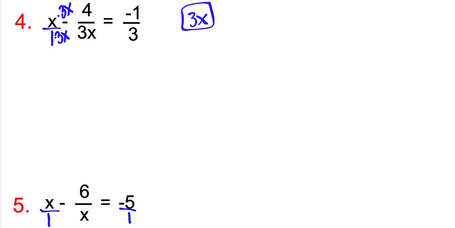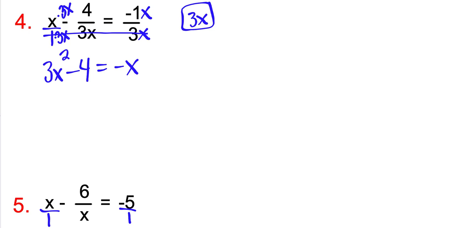And this one is missing the x. So we're going to multiply this by x. When we do that, the bottom goes away. And then we have to just simplify out the top. So this one over here is going to be a 3x squared. And then we'll have minus 4 equals negative x. All right, so hopefully you got that.